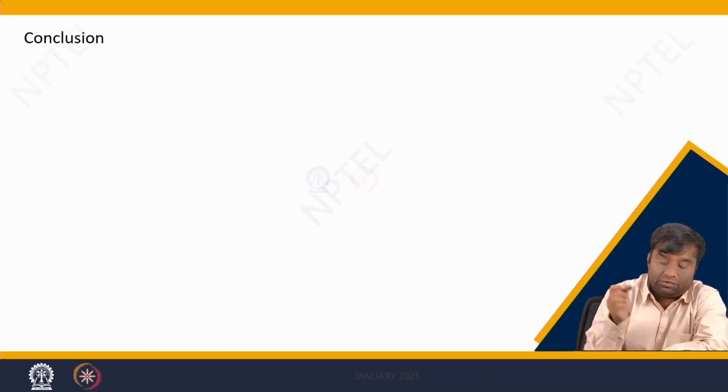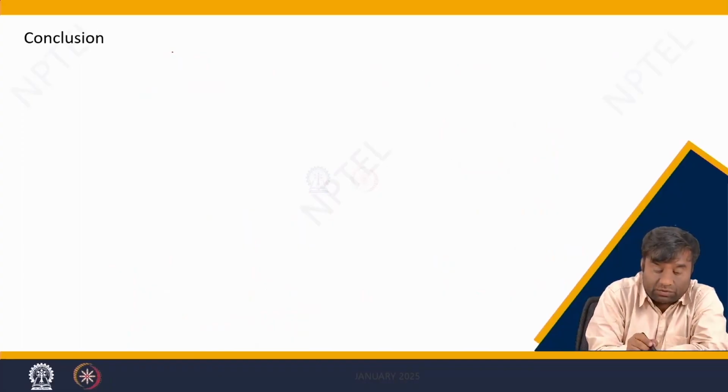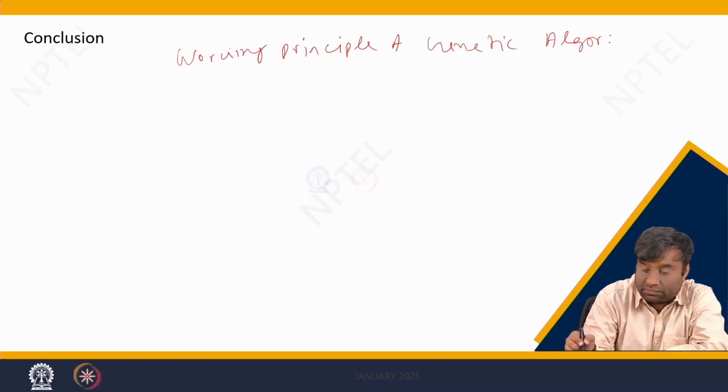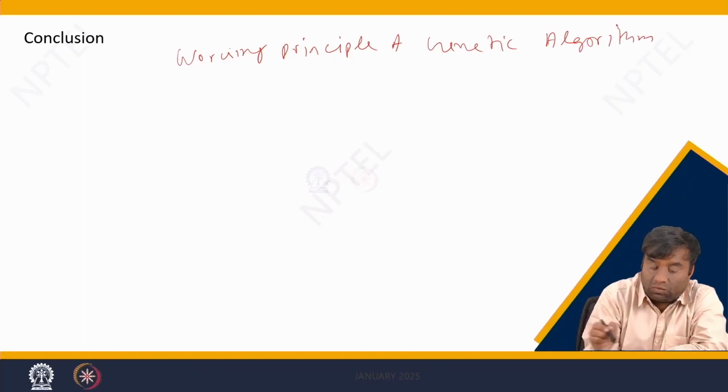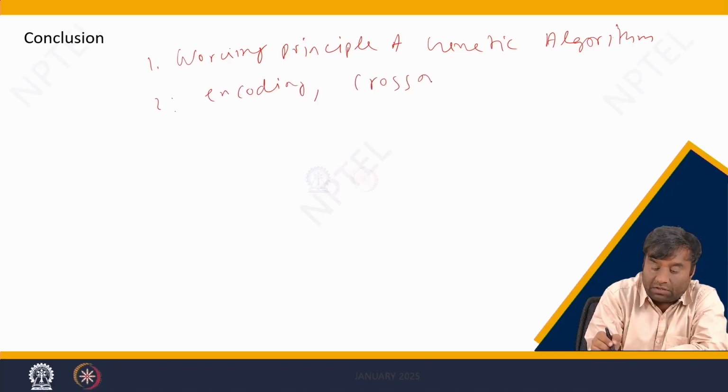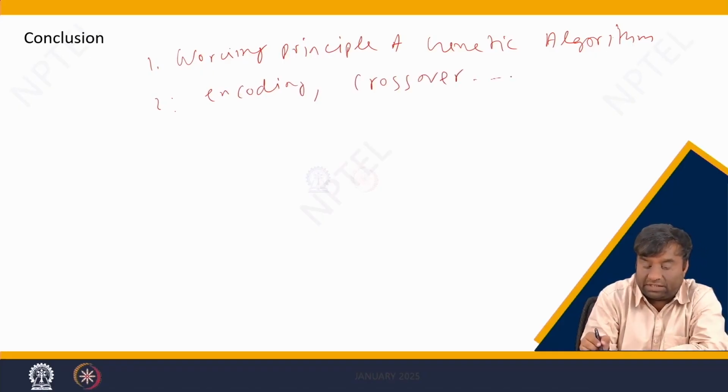So the conclusion is that today in this class we have understood the working principle of genetic algorithm. We have understood the encoding. We have understood the crossover, etc.